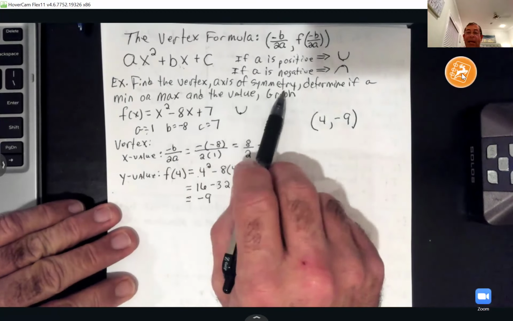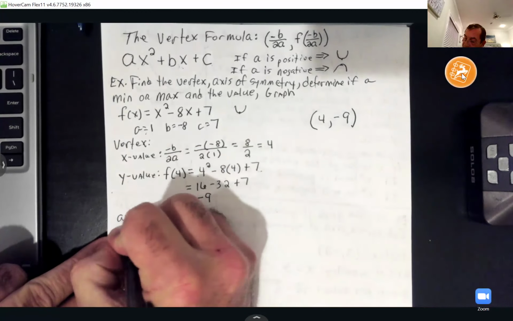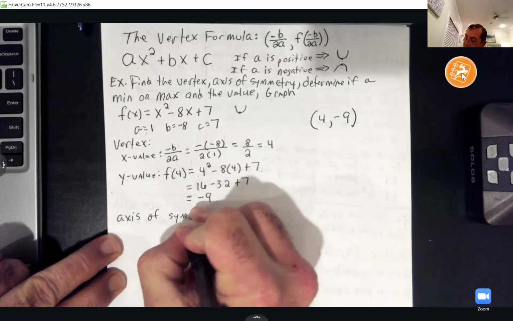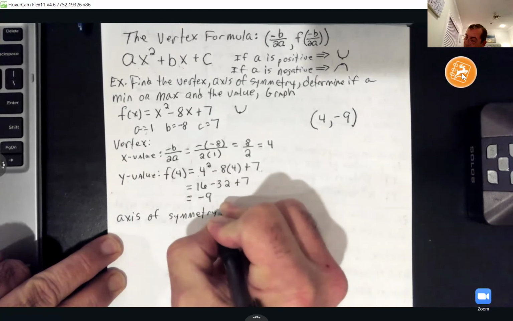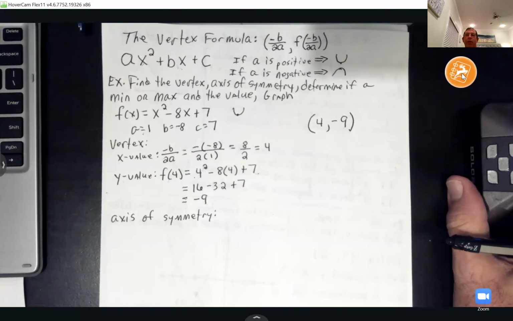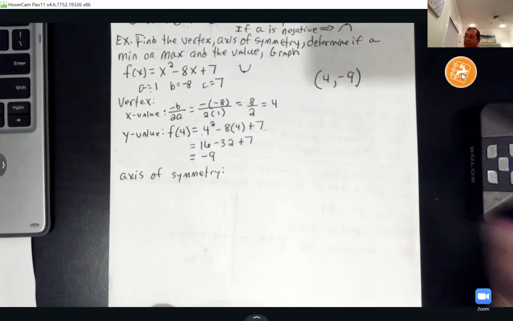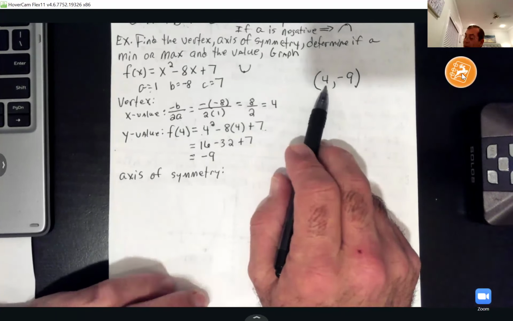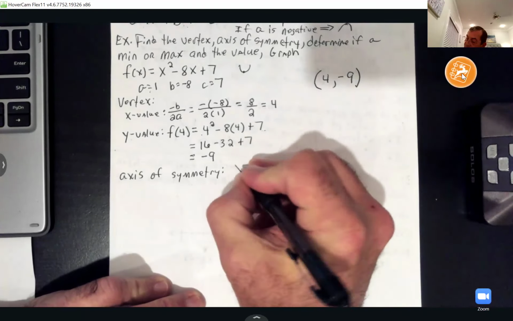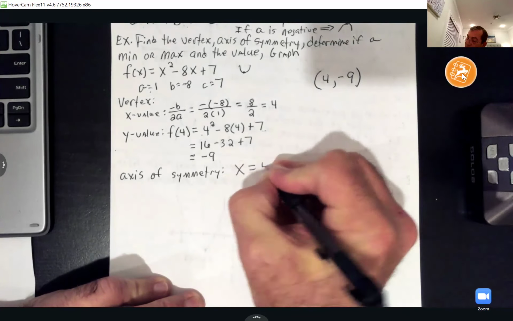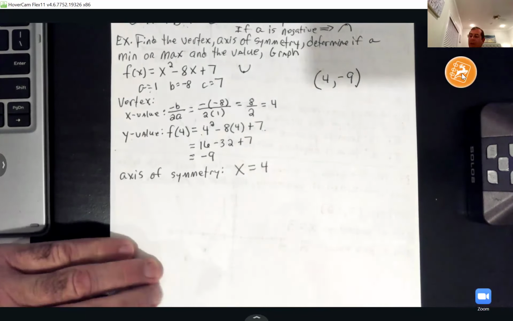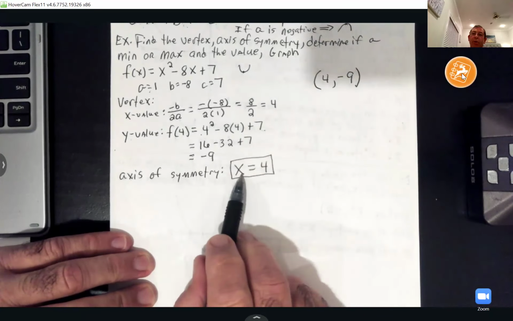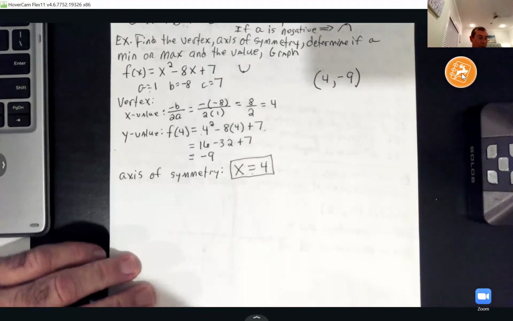Next, they wanted the axis of symmetry. Well, we're good to go because we got the vertex now. And we know the axis of symmetry is always equal to the x value of the vertex. So y'all, that's just going to be x equals 4. Now remember, got to be in the form of an equation. If they don't put x equals there, you got to.